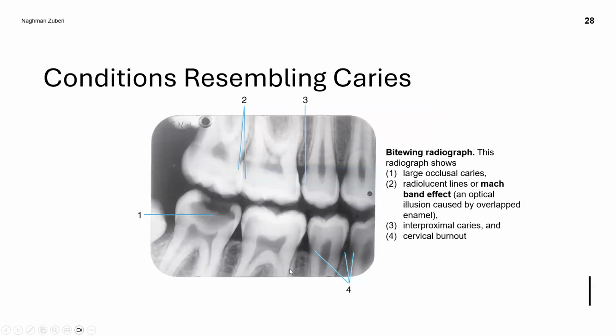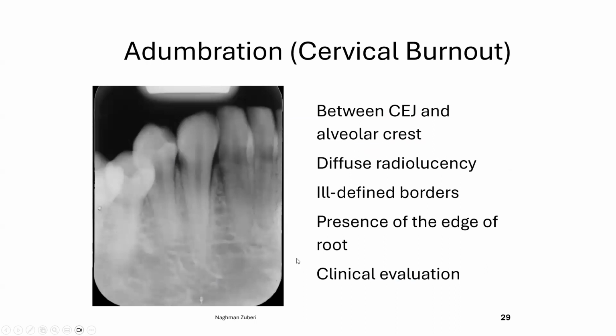On this X-ray, we can see a lot of things, like the occlusal caries, which are quite huge. Then we can see the overlapping with the mag bands over here. Then we can see the proximal caries in enamel. Then we can see cervical burnout as well. What is this cervical burnout? It is also known as adumbration. It appears between the cemento-enamel junction and the alveolar crest. If you look closely, you will see that the edge of the root will be present, whereas in cemental caries, the edge of the root will be missing.